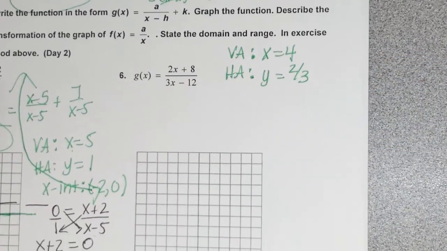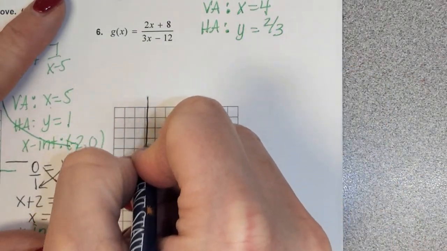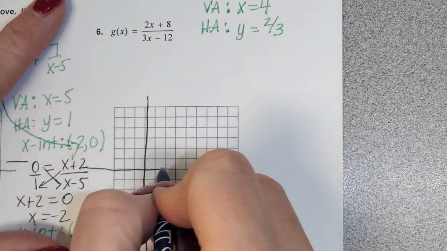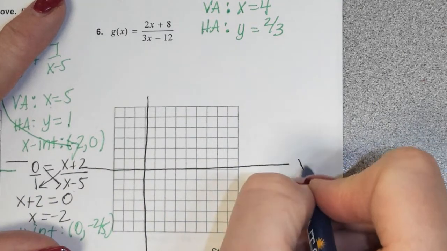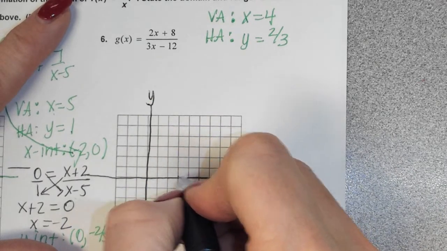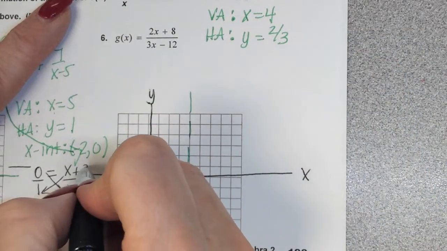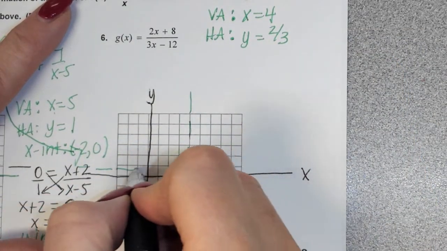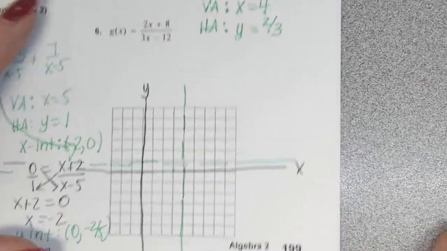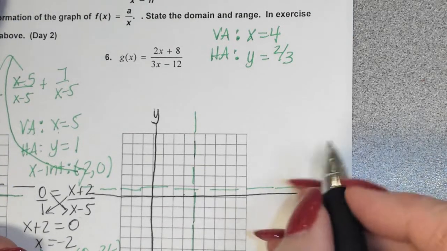Okay, so now I'm going to start graphing. I'm going to put in my axis. I have to graph x equals 4, so again I'm going to put my normal axis over here a little bit. So there's my xy axis. I'm going to put in x equals 4. I'm going to put in y equals 2/3. Okay, and now I'm going to find some points. And the best points to find are those intercepts. So we're going to go ahead and find those intercepts.